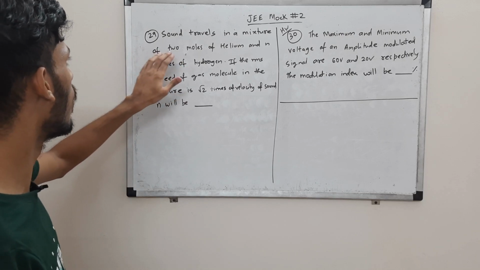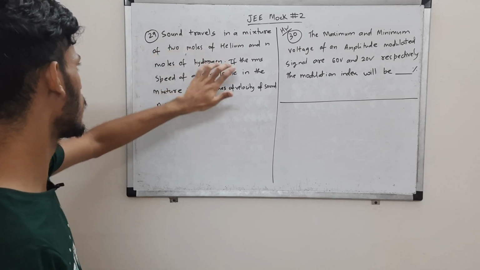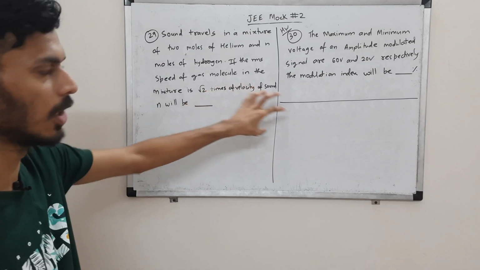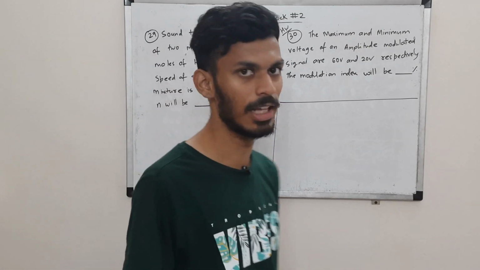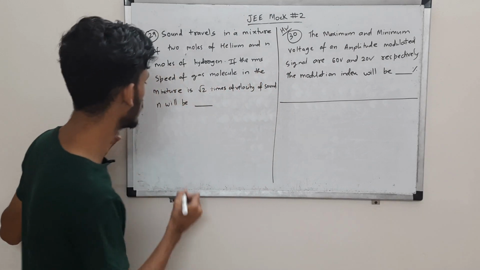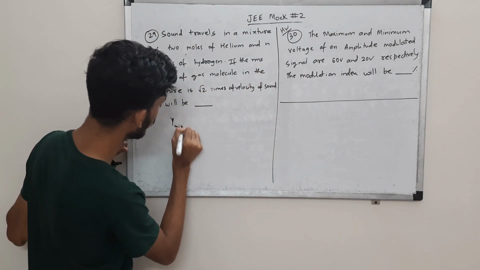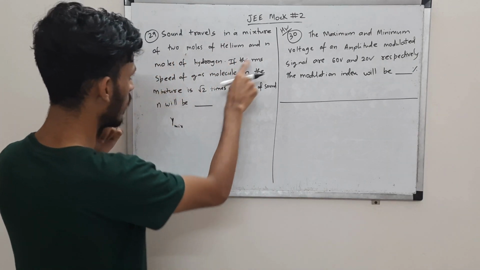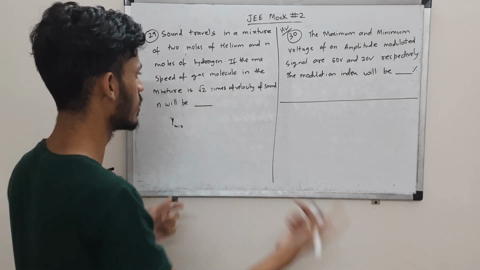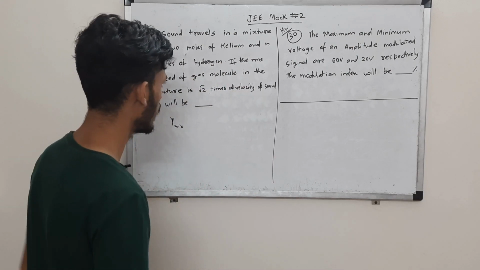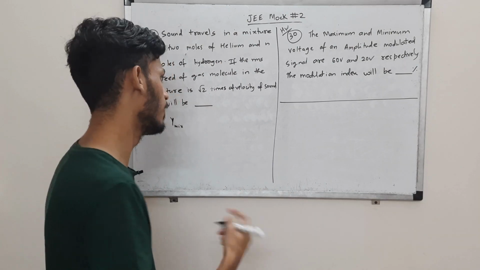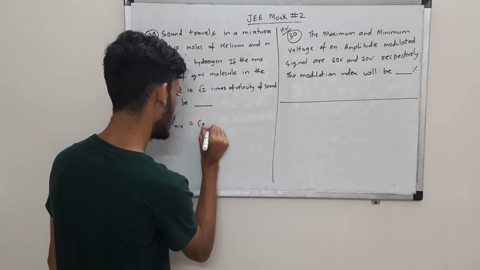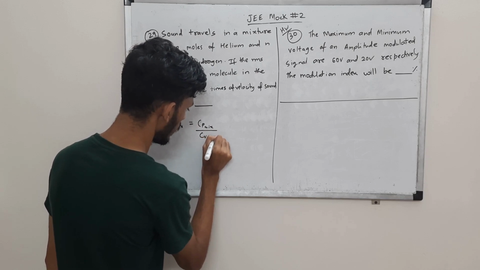Sound travels in a mixture of helium and hydrogen, 2 moles of helium and some n moles of hydrogen. If the RMS speed of the gas molecules is root 2 times the velocity of sound, you are supposed to tell the value of n. First of all, we have a mixture, so we can find gamma of the mixture. From this data we can get the idea of gamma, since the RMS velocity of gas molecules is root 2 times that of sound. So we'll find gamma mix by both relations and then solve the equations. Here gamma mix will be Cp mix by Cv mix of the mixture.